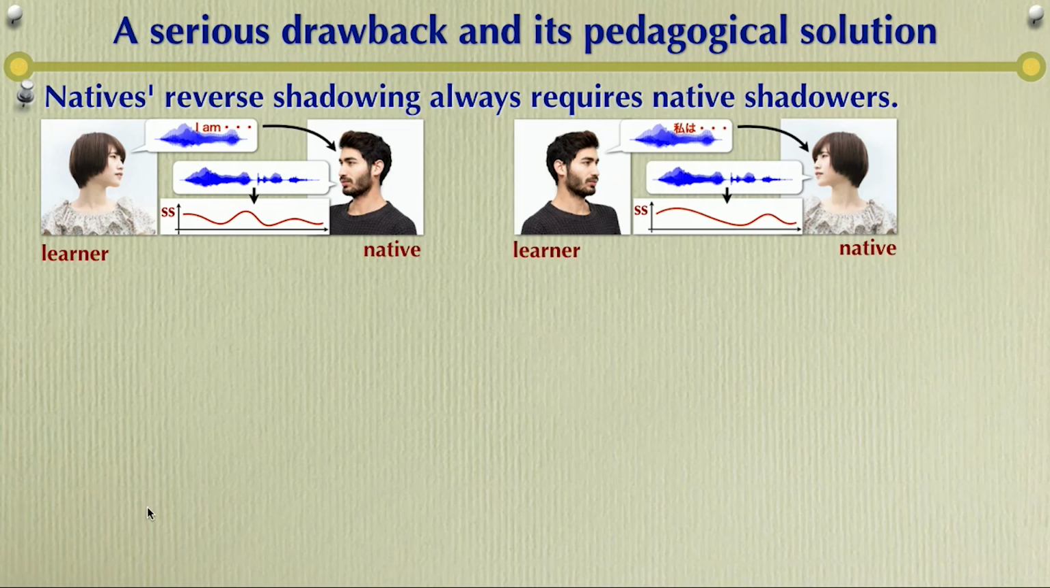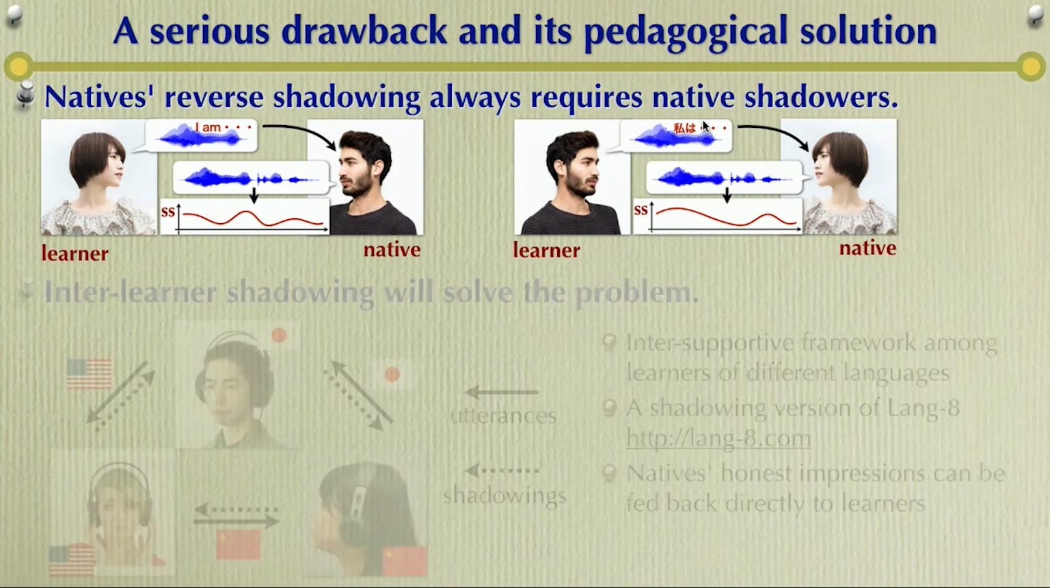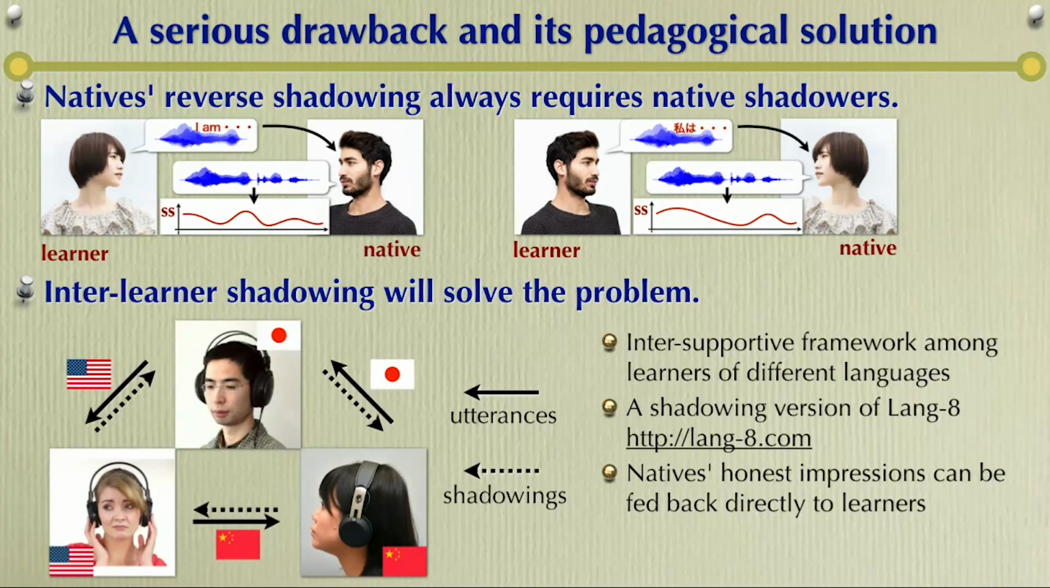Okay, learners' utterances, Japanese English and Korean English, may be presented to American listeners. They have to shadow. So American Japanese and Korean Japanese will be given to me. I have to shadow. So what is the serious drawback? Yeah, native reverse shadowing always requires native shadowers. Okay, how to solve this? Right? Yeah. So to solve this, we are going to introduce interlearner shadowing.